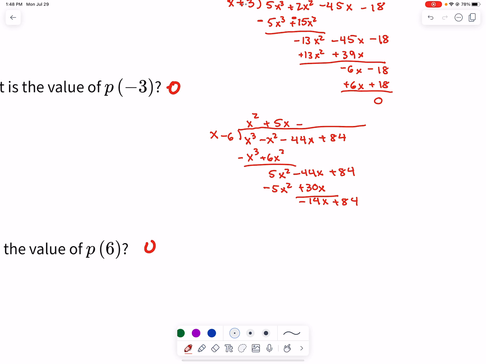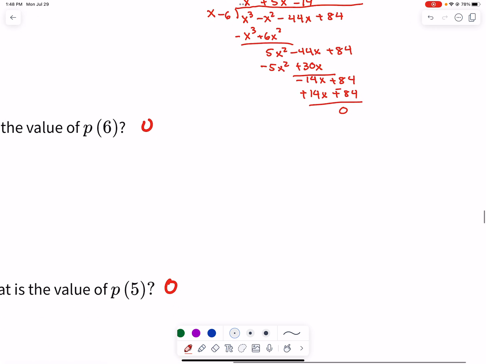x times negative 14 is 6 times 14, 84? Yes, it is. Negative 6 times negative 14 is also 84. Change the signs and add, and you get a remainder of 0. Next one.